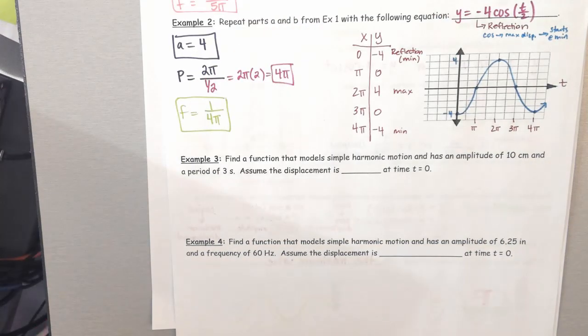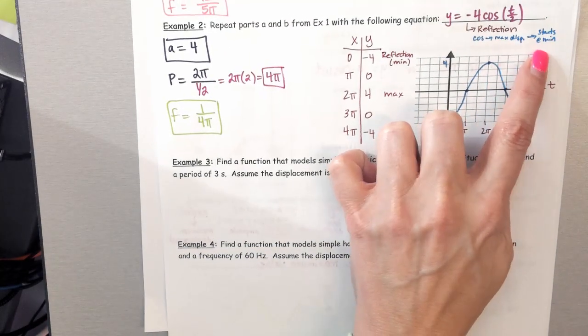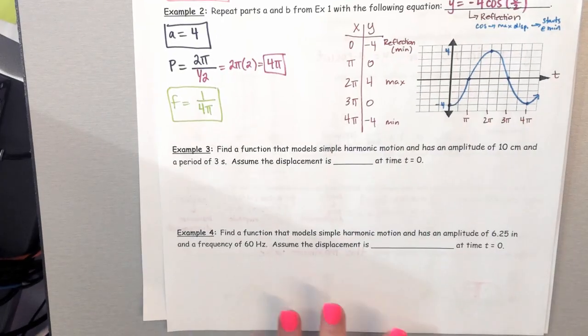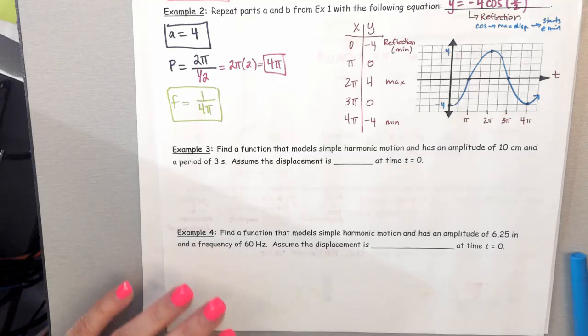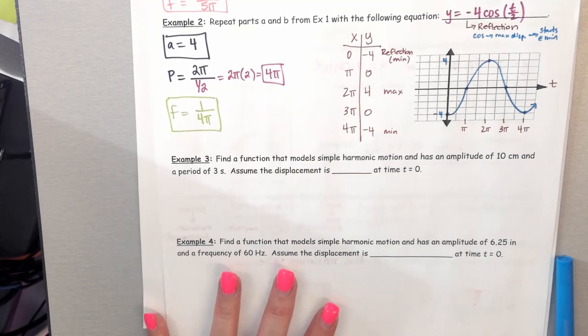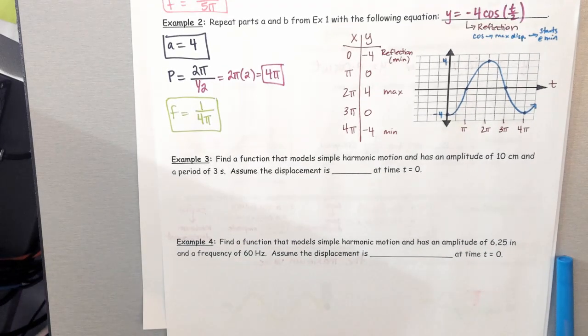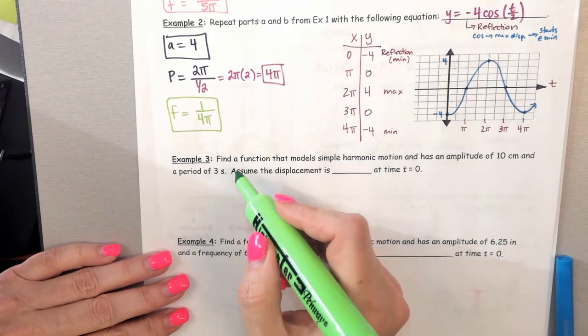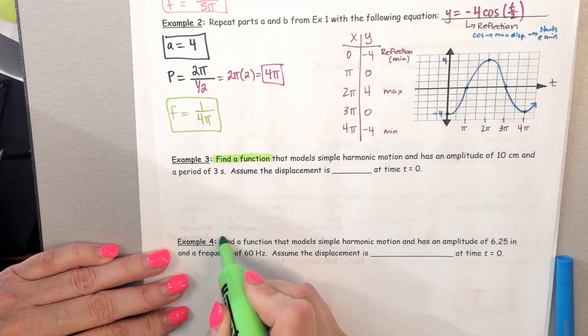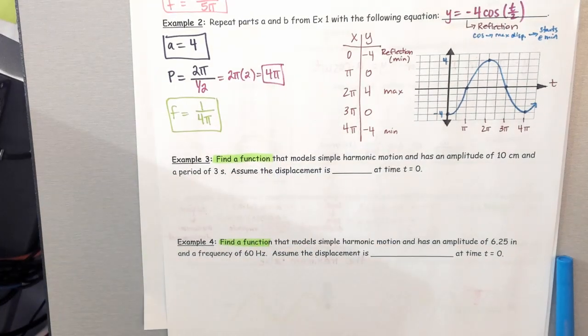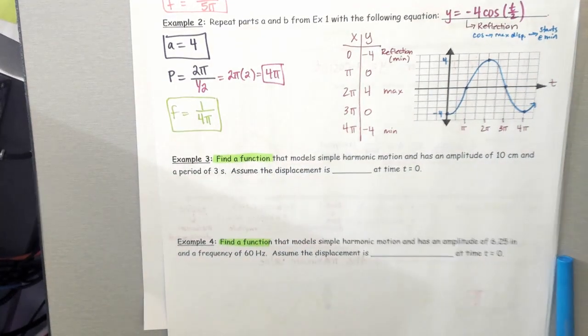Okay, so cosine is normally your maximum displacement, but because of the reflection, it now starts at your minimum. All right, and then aside from graphing, we are going to be finding functions today. For both example 3 and 4, we are finding functions that model simple harmonic motion.